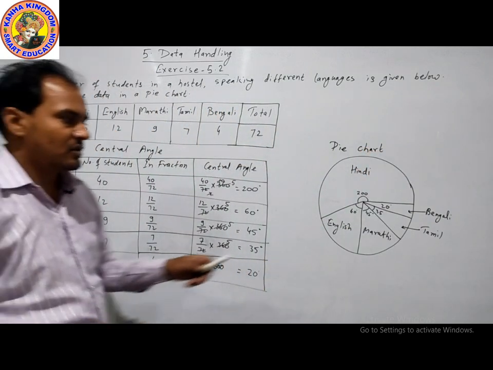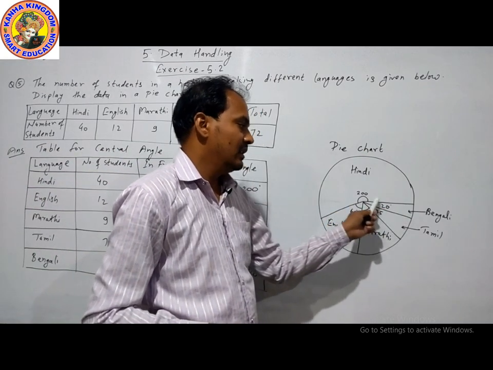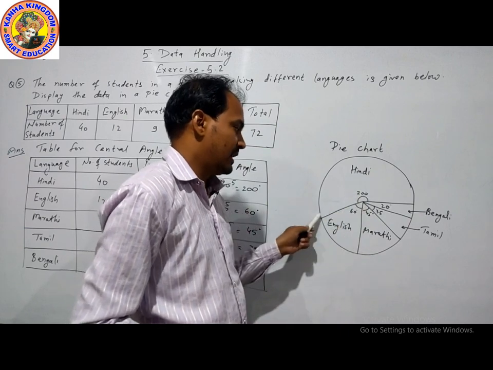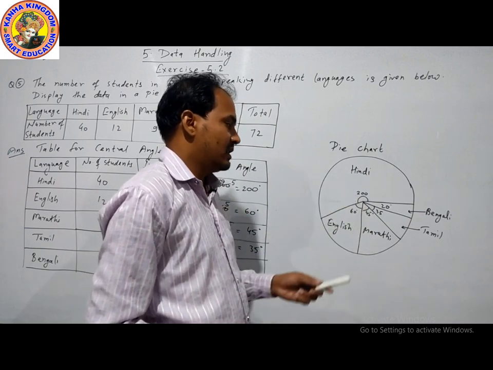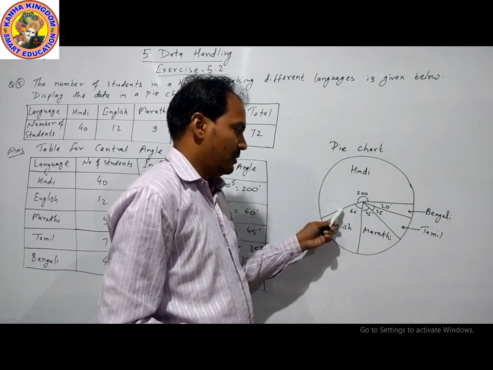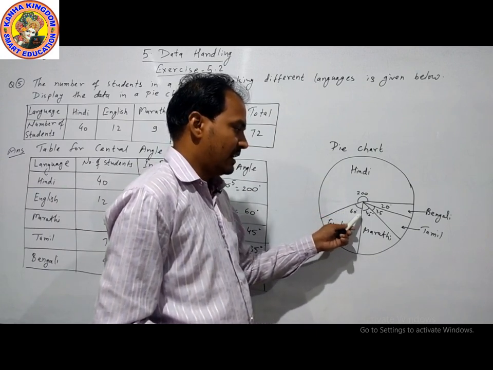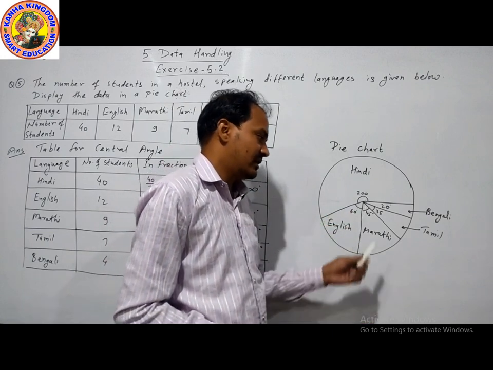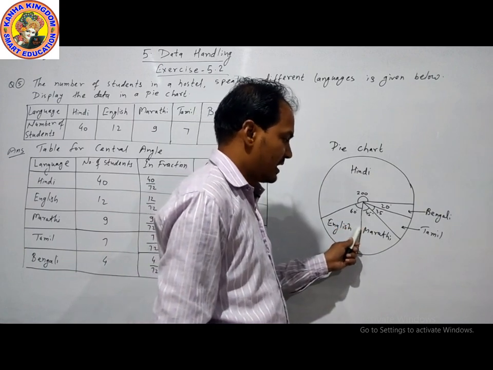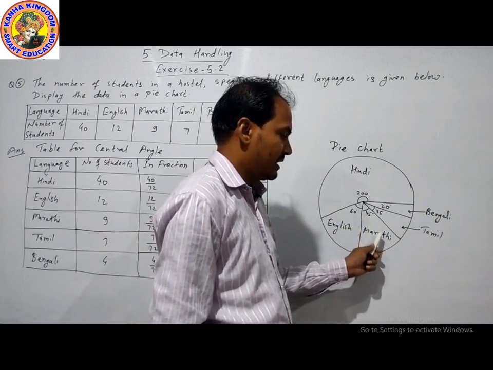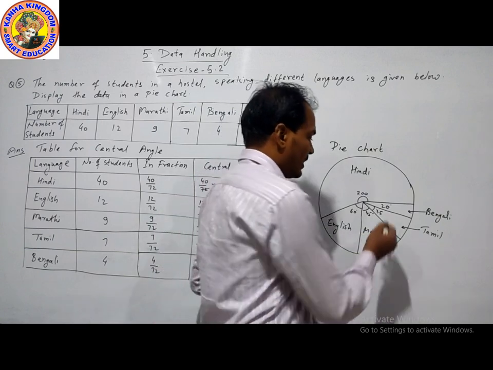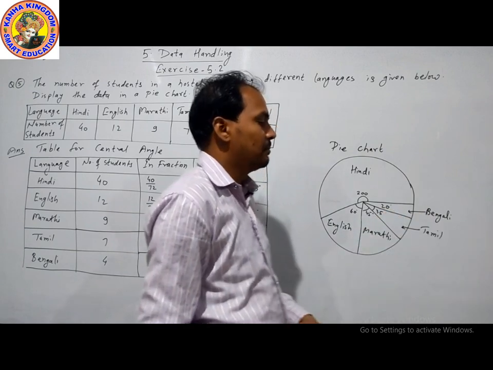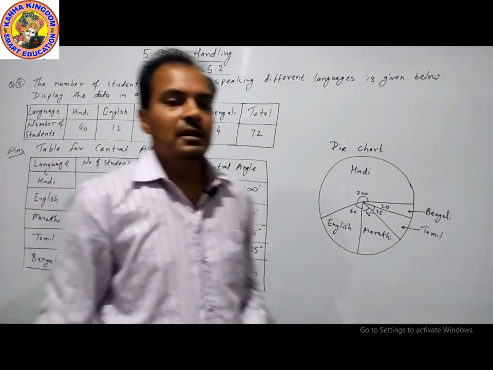In this chart, first of all, we will draw a line, put the protractor here, measure angle of 200. Now draw a line. This part is Hindi. We put the protractor on this line and measure angle of 60. Draw another line. This angle is 60, which is English. Now put the protractor on this line, measure angle of 45. This part is Marathi. Then measure angle of 35 degree. This part is Tamil. The remaining 20 degree angle is Bengali. This is our pie chart.